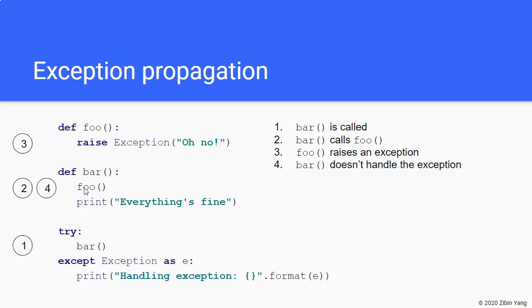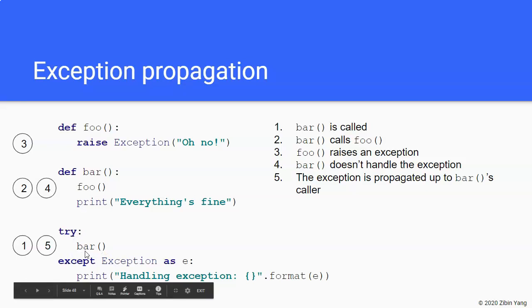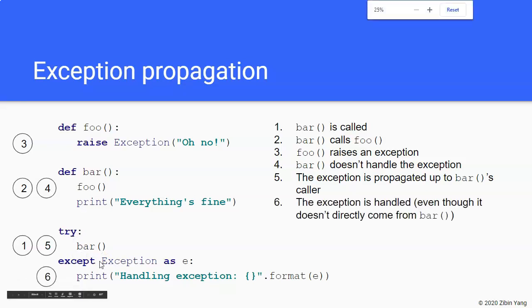Now bar doesn't handle the exception, right? The call of foo inside bar is not inside a try except block. So in that case, the execution doesn't proceed to the next line, so we don't see "everything is fine," because again, an exception is raised, and instead that exception is propagated up to the caller of bar, which is back in this line here. And because the call to bar is inside a try except block, it handles the exception, and we see this nice print message here instead of our program crashing.